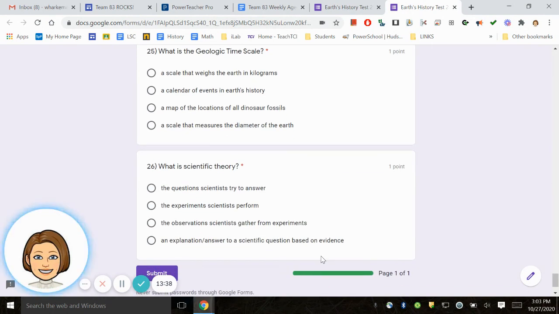Last question. What is a scientific theory? Is it the questions scientists try to answer, the experiments scientists perform, the observations scientists gather from experiments, or an explanation or answer to a scientific question based on evidence?